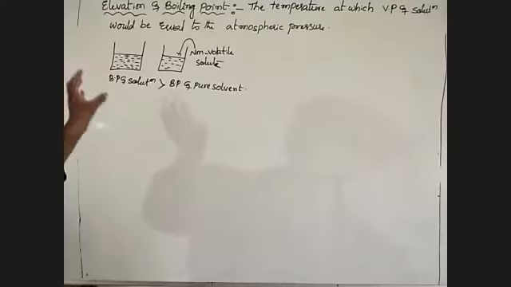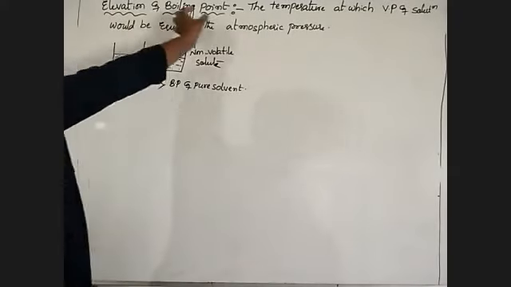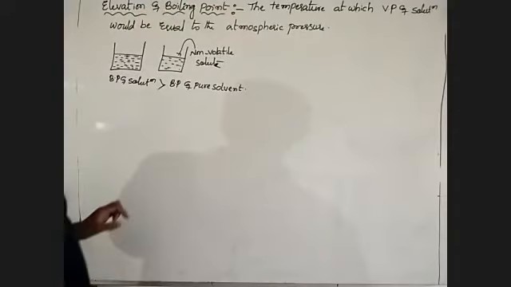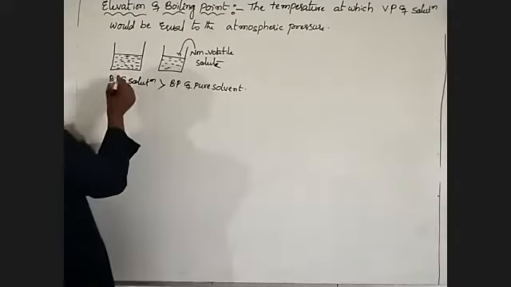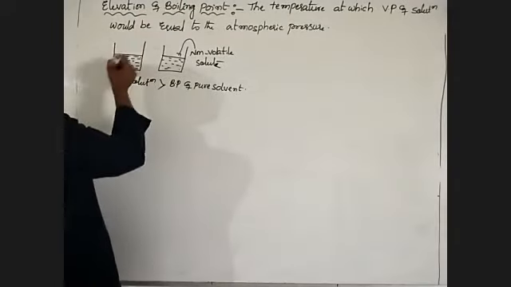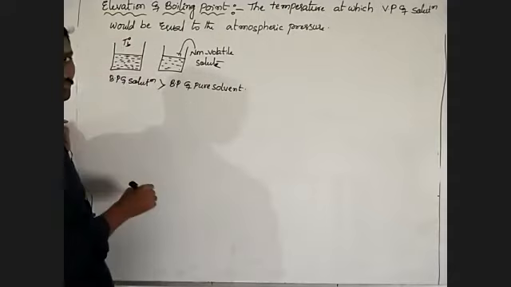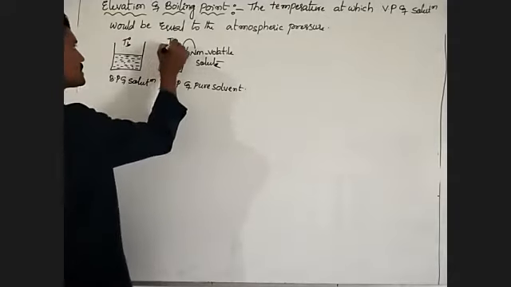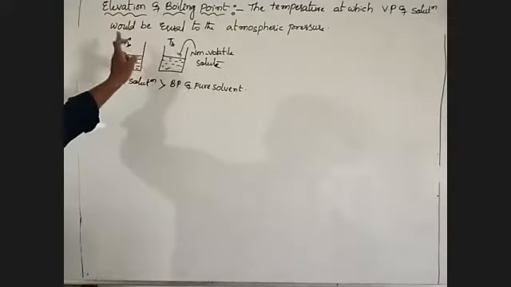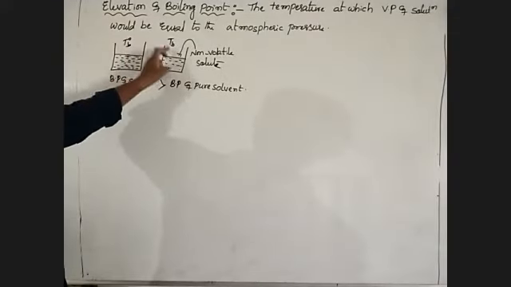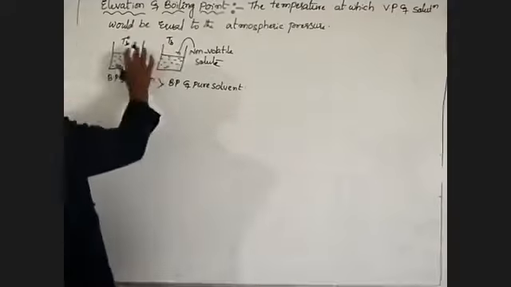This increase in boiling point is called elevation of boiling point. The pure solvent boiling point is T0B, and the boiling point of the solution is TB. Between T0B and TB, TB is more.